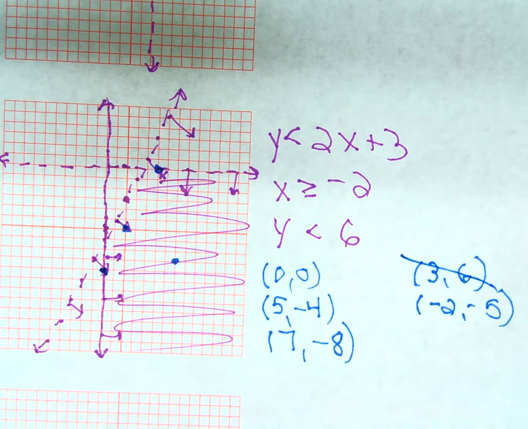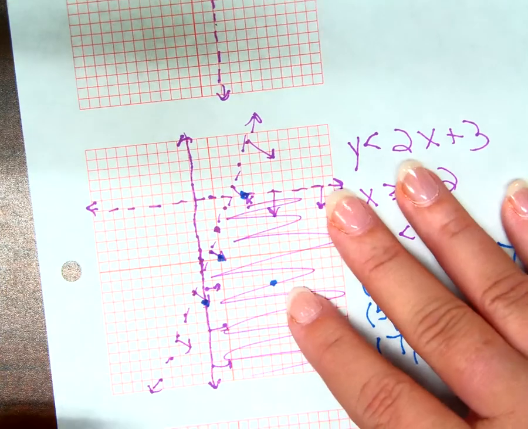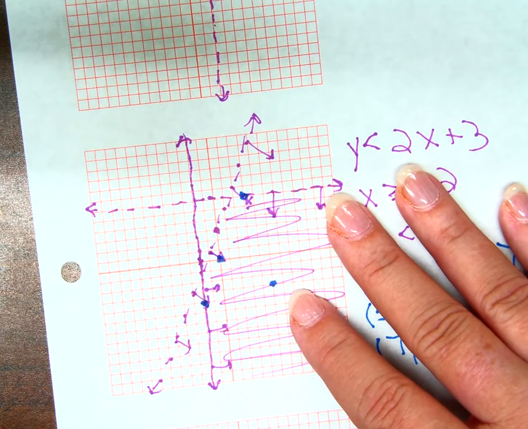That point is also on the line. But the line is solid, so it is included. So is negative 2, negative 5 a possible solution? Yes. Do you see the difference? Those are 2 of the types of examples of what is on your homework today. And here is the third.